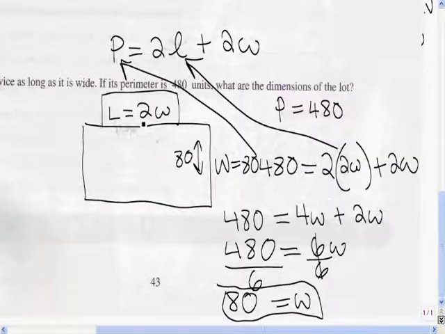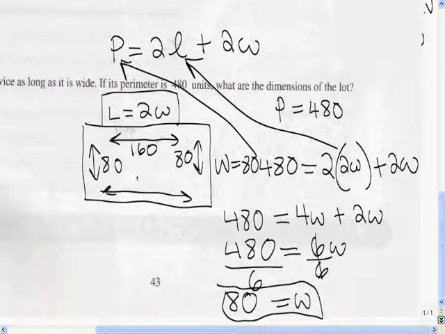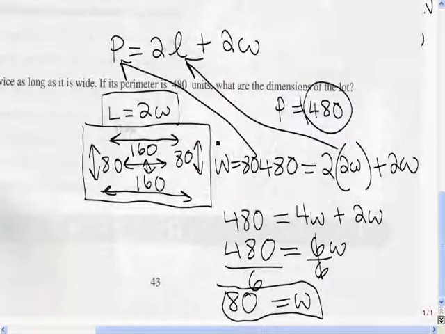And since L is twice W, I know 2 times 8 is 16, so 2 times 80 is 160. So the distance from here to here is 160, right? The distance from here to here is 80. And the distance from here to here is 160. And when I add these up all together, I'm going to find that they all add up to 480, because the distance all the way around equals 480. That's what perimeter means, the distance all the way around.